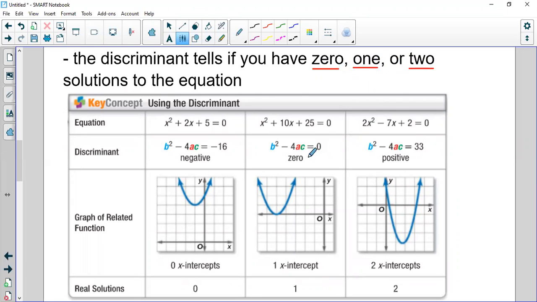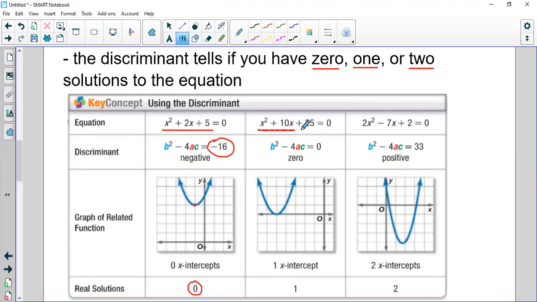So here's what it looks like. Here's your equation, x squared plus 2x plus 5 equals 0. They calculated the discriminant to get negative 16. If your discriminant is negative, that means your parabola, here's the vertex, will have no x-intercepts or no roots or solutions.